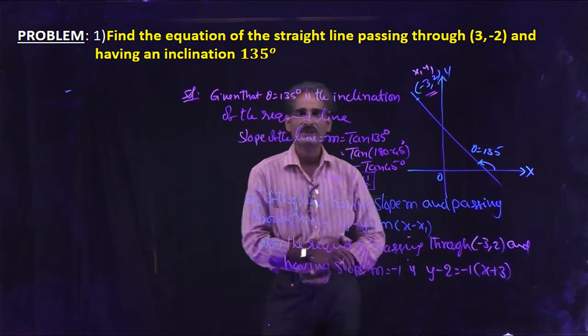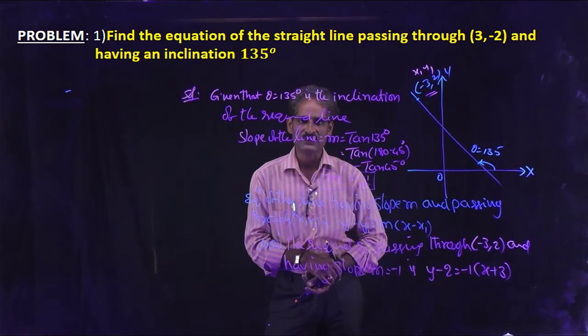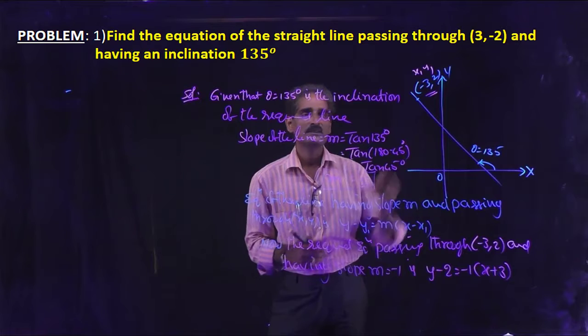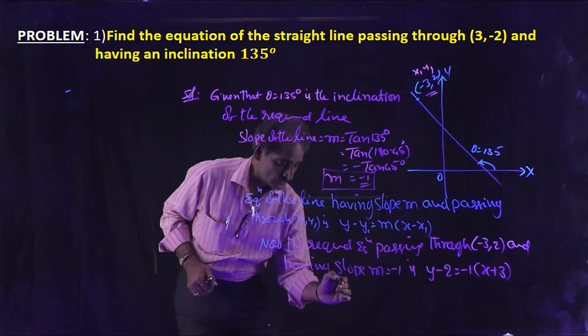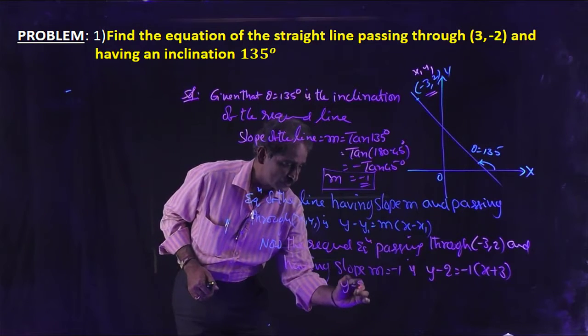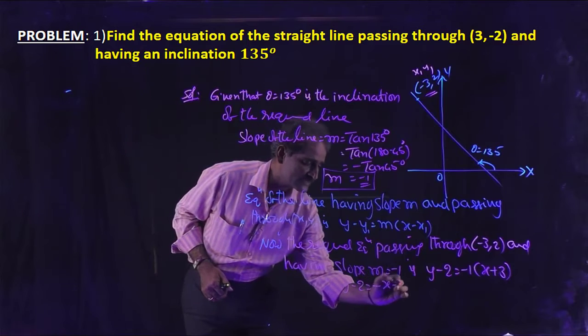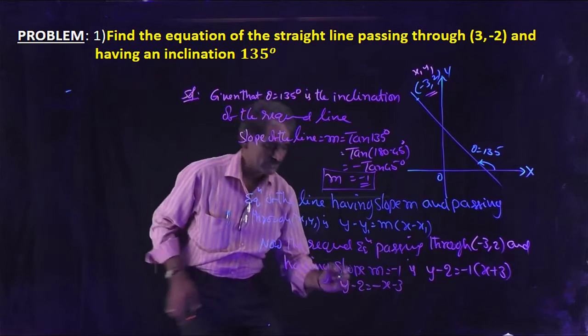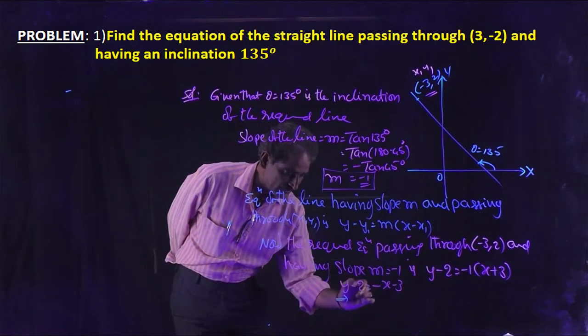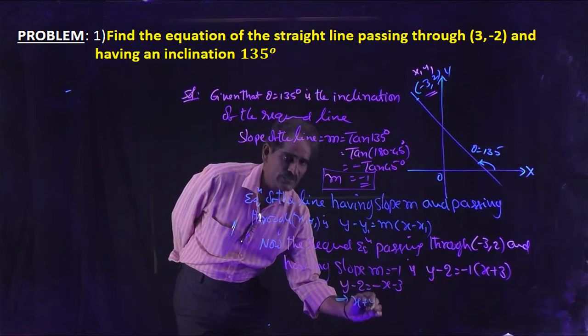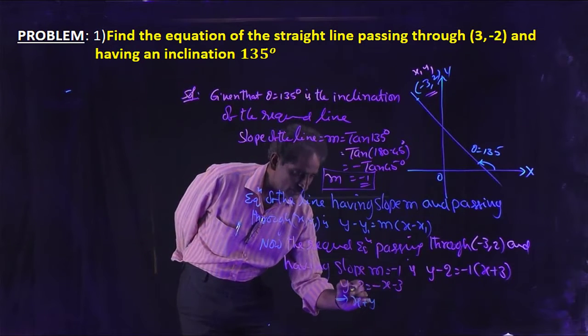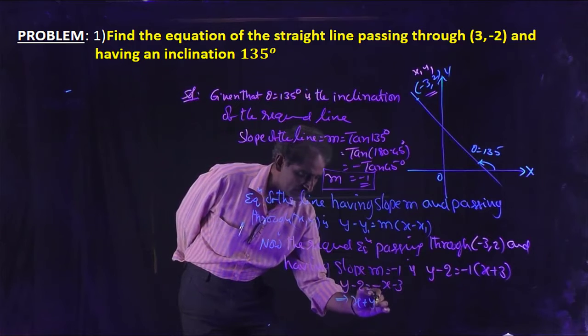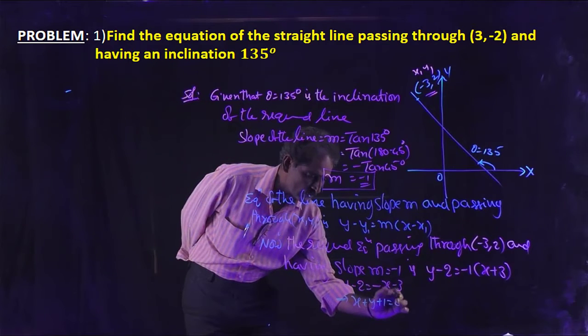Just simplifying it, we will get a first degree equation in x and y that represents a straight line, the required line. So y minus 2 is equal to minus x minus 3. Now from this we can write the required equation as x plus y minus 2 plus 3, that means plus 1, is equal to 0.